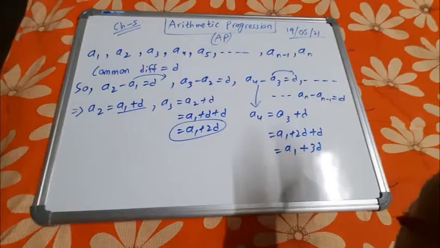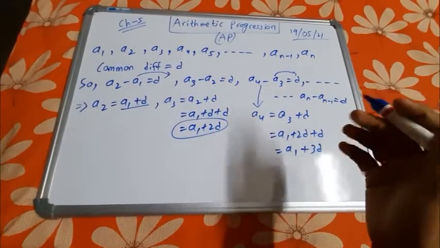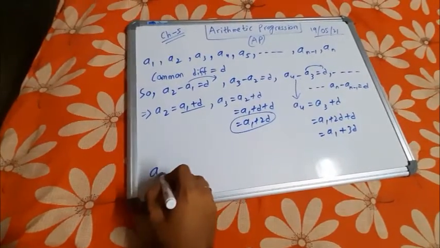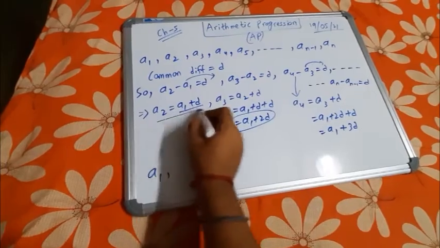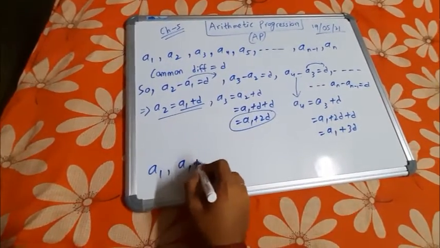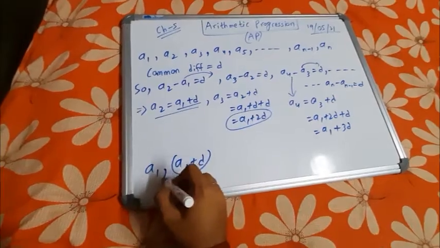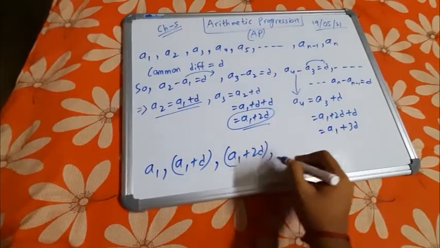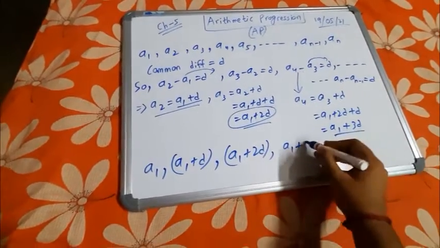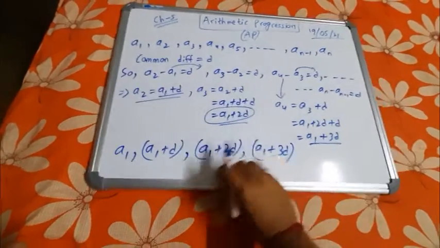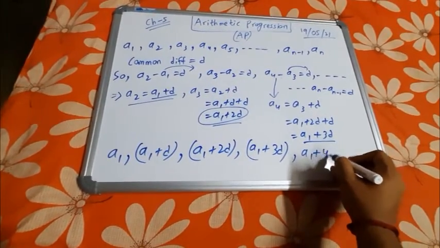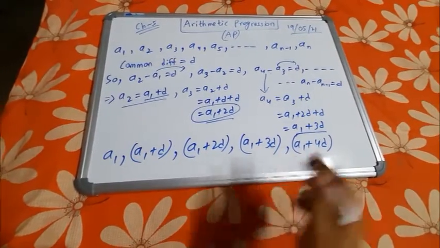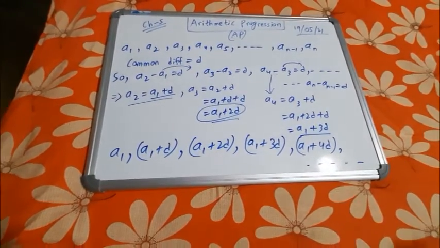Now this will go on up to as many terms as you want. So in general, I can generalize the series: a1 is the first term, the next term will be a2, which I can represent as a1 plus d. The next term will be a3, that means a1 plus 2d. The next term will be a1 plus 3d. The next term will be a1 plus 4d, isn't it? Understood how this series is looking, comma, dot dot dot.